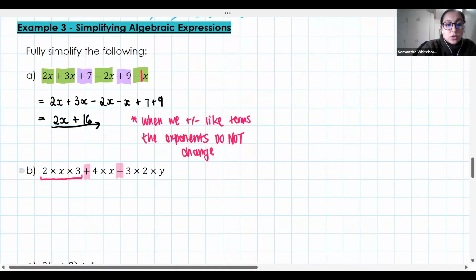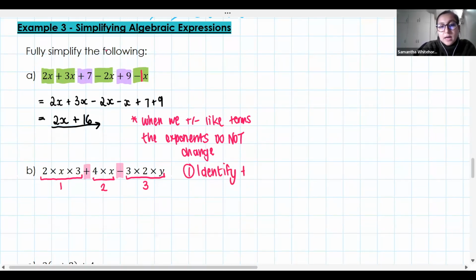So this whole 2 times x times 3 is my first term. 4 times x is my second term. 3 times 2 times y is my third term. Once we know where our terms are, so once we have identified our terms, we can now go and simplify each of those terms. We need to do that because we don't really want to work with all of those multiplication signs. If we can do the multiplication and simplify, it makes our life easier. So what we want to do is we want to now go and simplify each term.